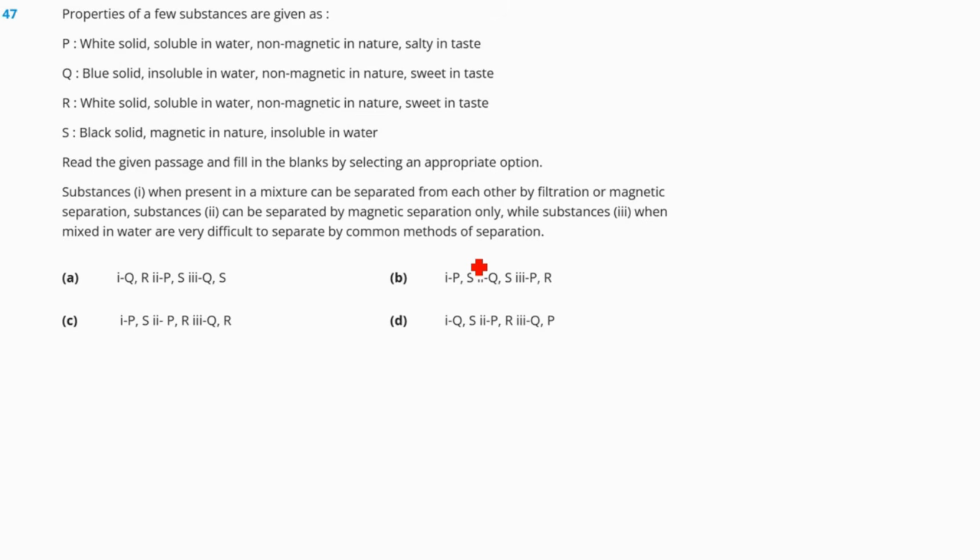This can be P and R. Why? Because both are white solids, both are soluble in water, both are non-magnetic in nature. One is salty in taste and one is sweet in taste. So if these two things, that is both soluble in water, are mixed, it will be very difficult to separate them by the common methods of separation like filtration, evaporation or any other thing, right? So our correct answer should be option number B.